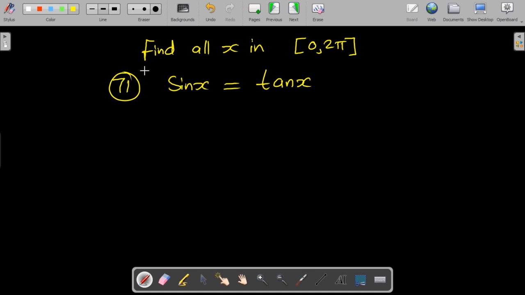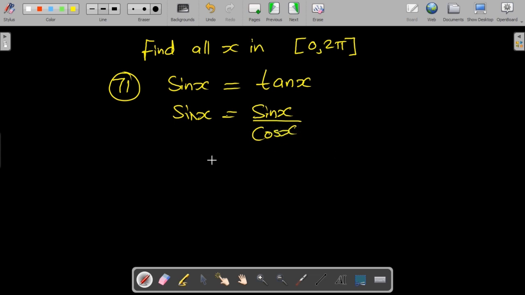In this video, I'll be covering question 71 from James Stewart Calculus. We're asked to find the x values or the angles between 0 and 2 pi inclusive which will solve this equation. And to do that, we're going to first convert our tan into sine over cosine.